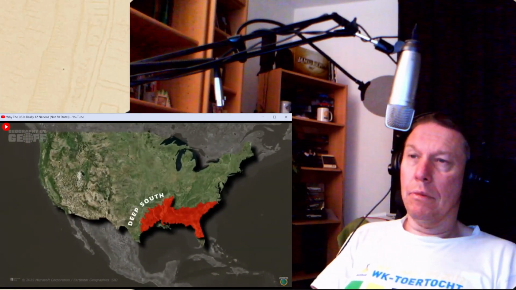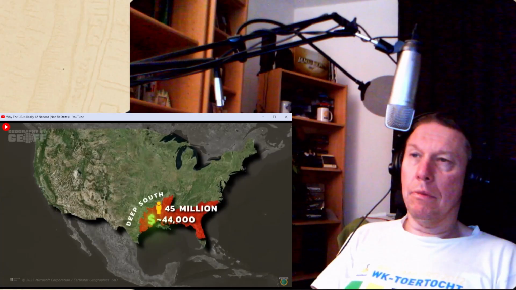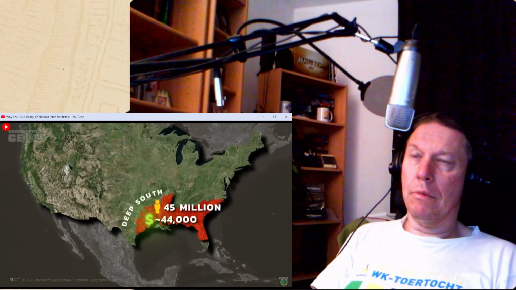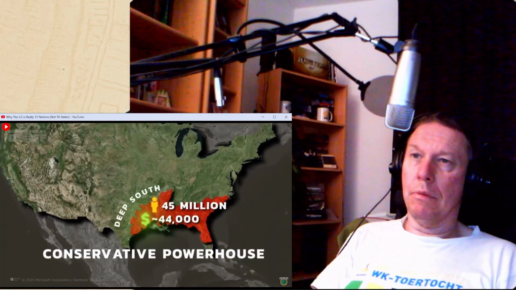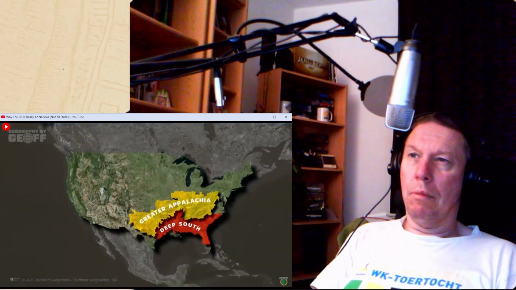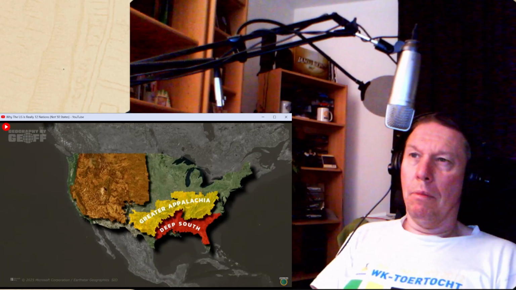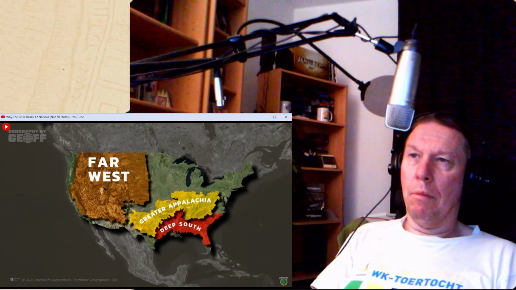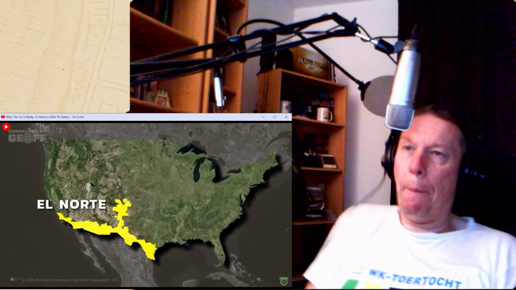The Deep South, with 45 million people and a median income below $44,000, would likely emerge as a conservative powerhouse with strong emphasis on tradition, religion, and business-friendly policies. Its historic distrust of centralized government might persist, but its internal cohesion would make it a formidable, independent entity. It would also be the region with the highest African American population, perhaps shifting it politically in ways not expected. It could easily ally itself with Greater Appalachia and parts of the far west on cultural issues, forming a socially conservative coalition.